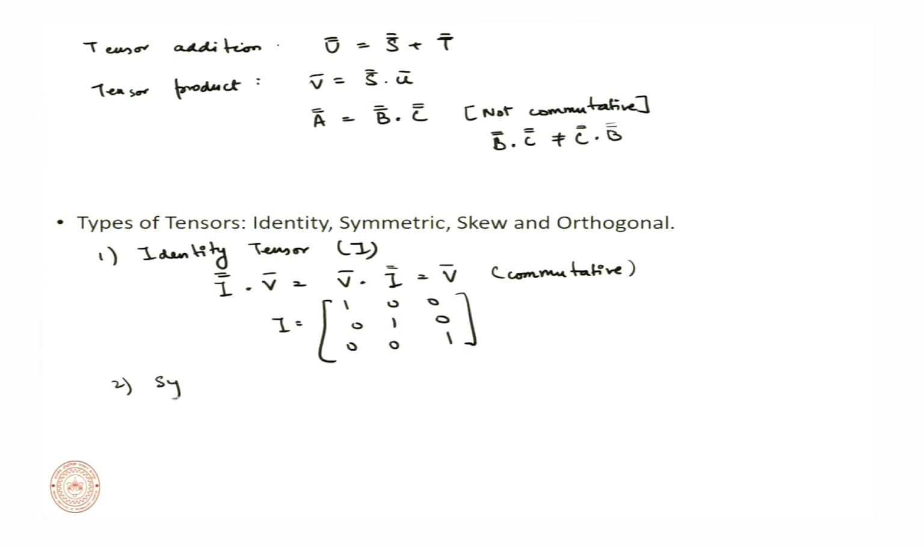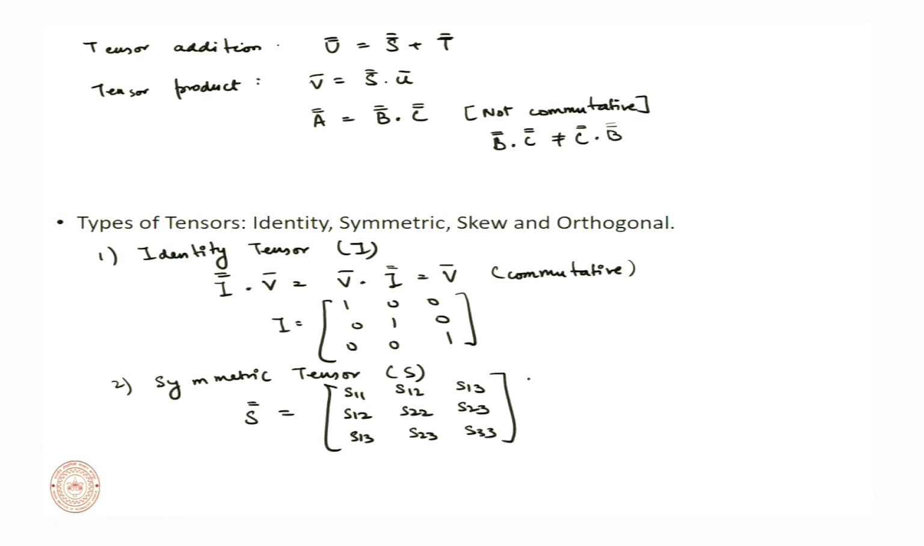Then we have symmetric tensors. So for a symmetric tensor, for example S tensor, we can write S as S11, S12, S13, S12, S22, S23, S13, S23, S33. So the off diagonal terms are equal.